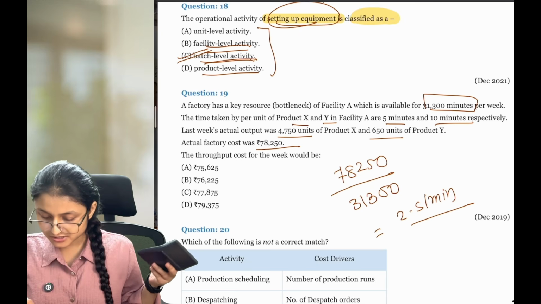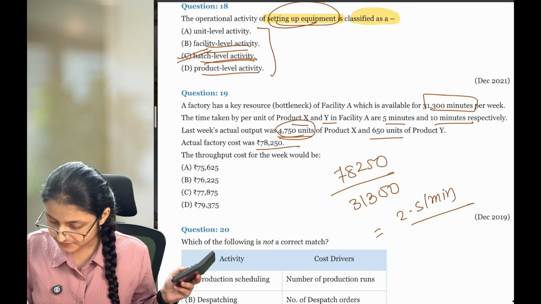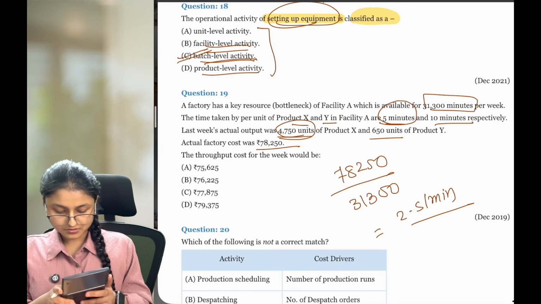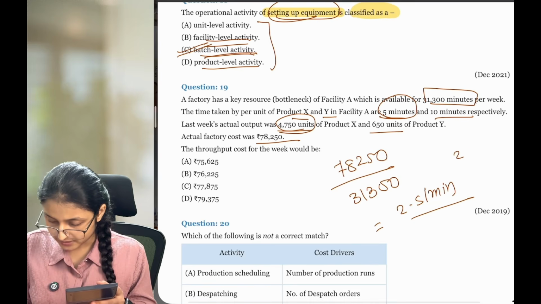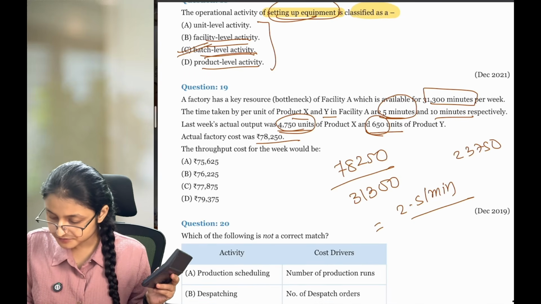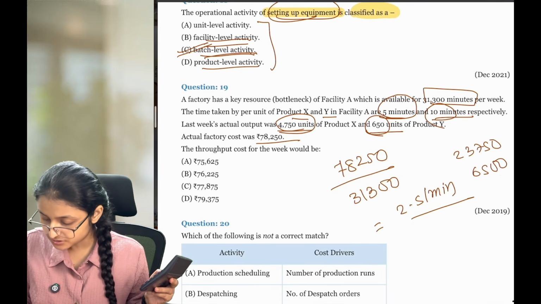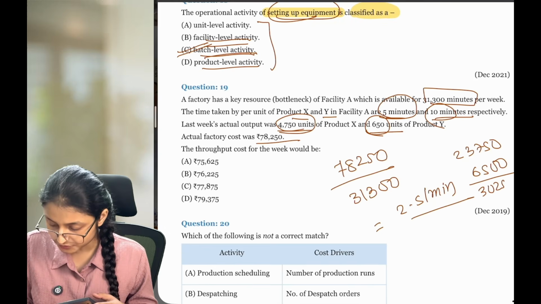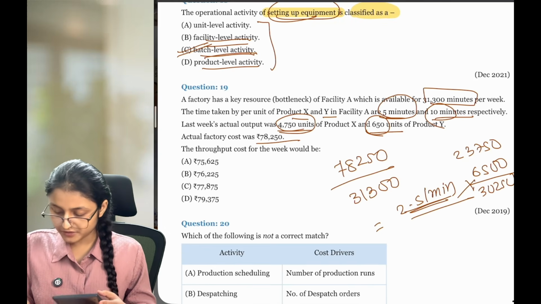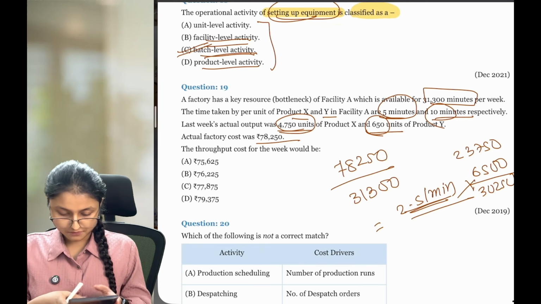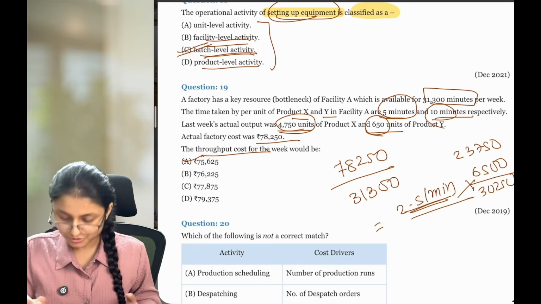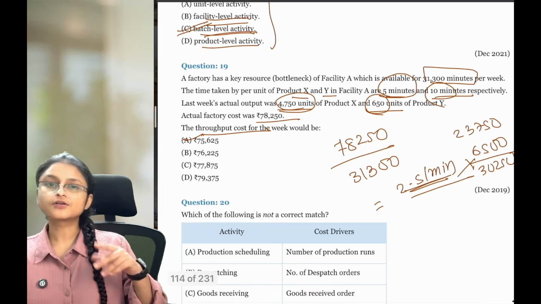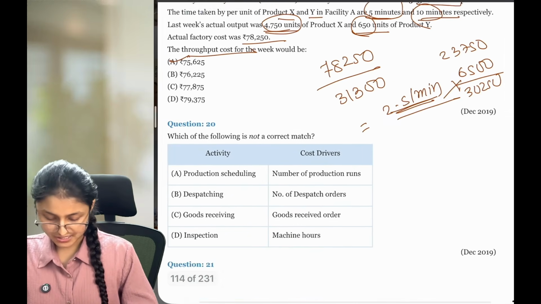Now, the total minutes taken for your actual output is 4,750 units multiplied by 5 minutes, which is 23,750 minutes, and 650 units multiplied by 10 minutes is 6,500 minutes. Adding 23,750 will give you 30,250 minutes, multiplied by 2.5 per minute, which gives you 75,625 as your throughput cost for the week. Throughput cost is calculated on the actual units produced, hence we calculated the same.